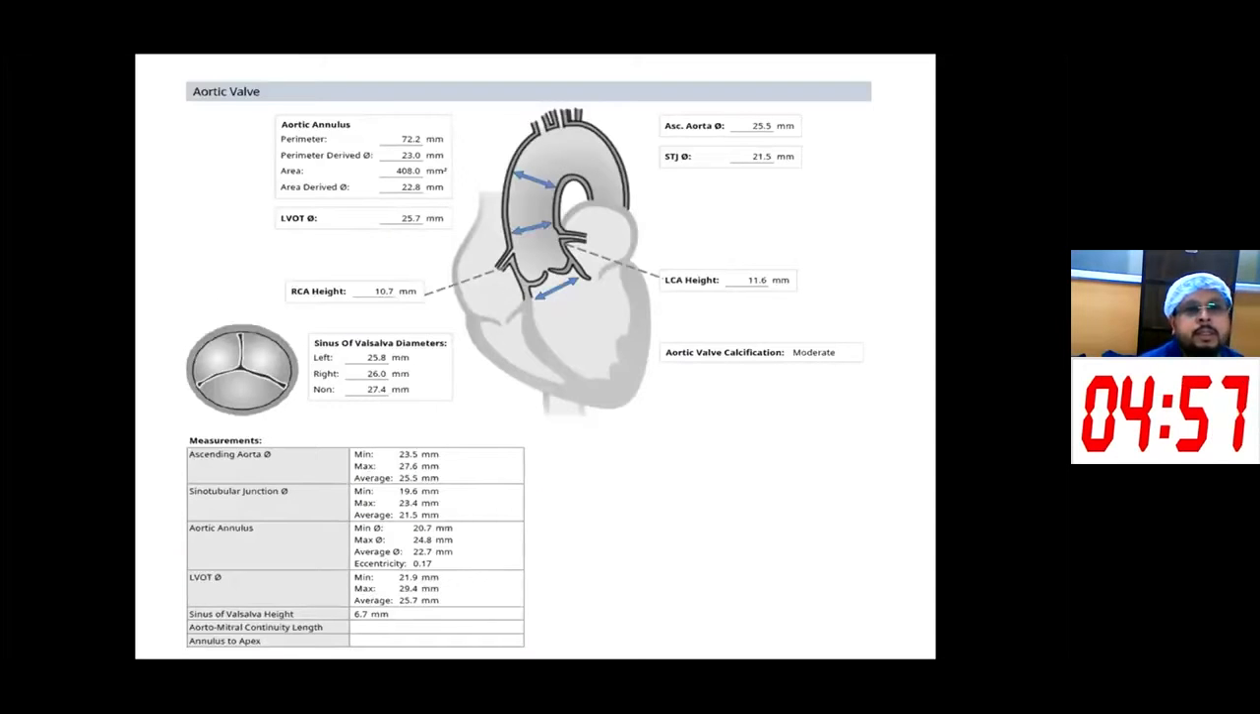So we did a 3D CT angiogram. We got the annulus size of around 22, and the coronary CT angio was normal. We also did a CT scan of the femoral arteries as well as the iliac arteries. That showed normal, with more than 7 mm size of the femoral artery. So then we proceeded for TAVR from the femoral approach.